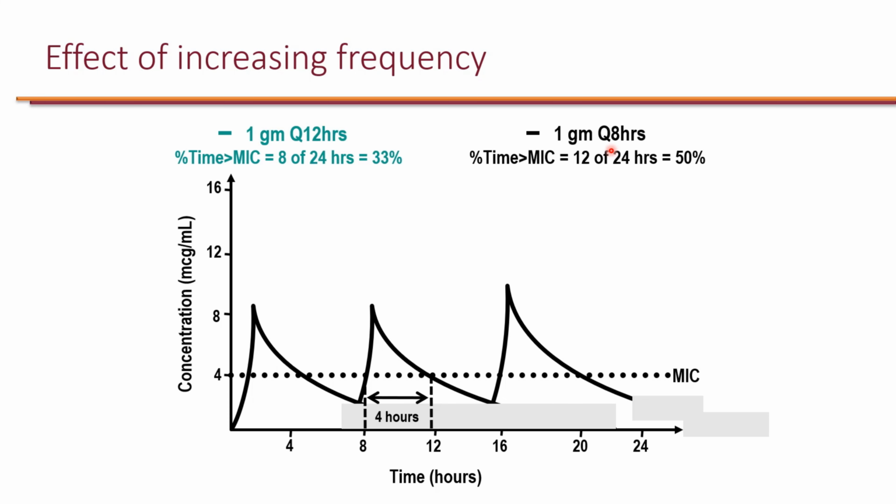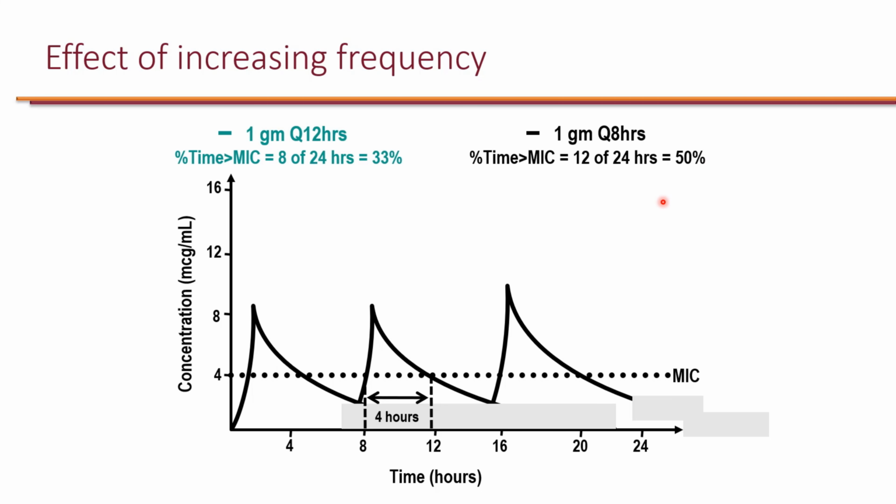The advantage of increasing the frequency instead of increasing the dose is that overall throughout the day you give less of the drug. So 2 grams Q12 will end up with 4 grams over a 24-hour period. With 1 gram every 8 hours, you end up with 3 grams every 24 hours. So that, from a toxicodynamic perspective, is less likely to cause toxicity because we give less of the drug. Yet from a pharmacodynamic perspective, we achieve the same time above MIC.